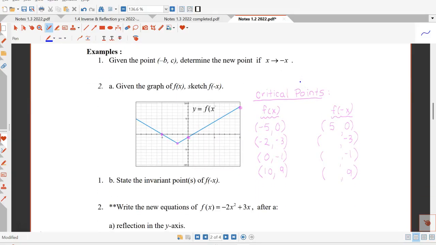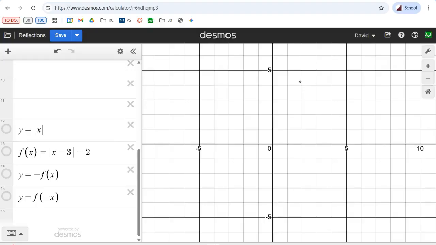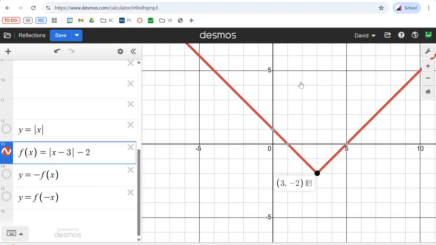Let's look at an actual example. Here we take our function that is x minus 3, so it's moved to the right 3 and down 2. If I reflect over the y-axis, this point here, 3, -2, will reflect over the y-axis to -3, -2. This point here, 1, 0, will move over to -1, 0. But this point here will not reflect at all. It will remain here. So everything reflects across the y-axis. These ones go over to here and so on.